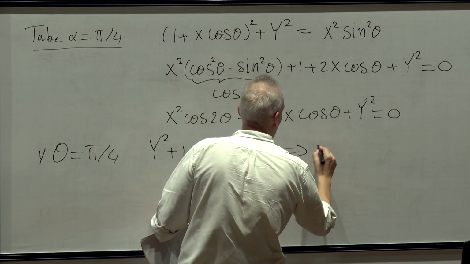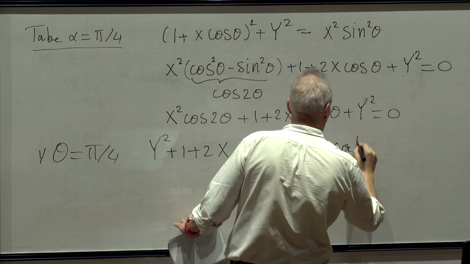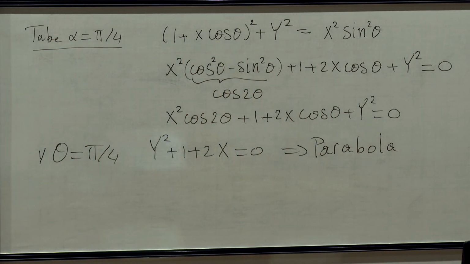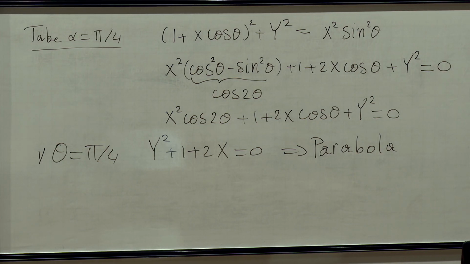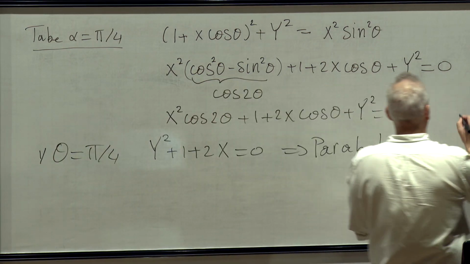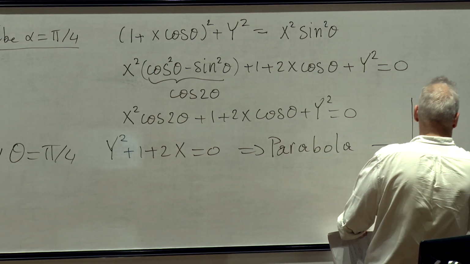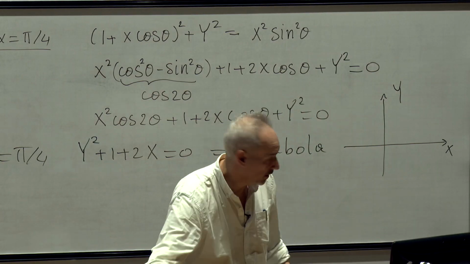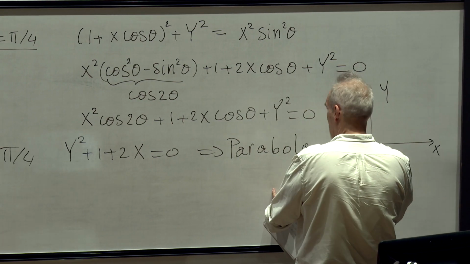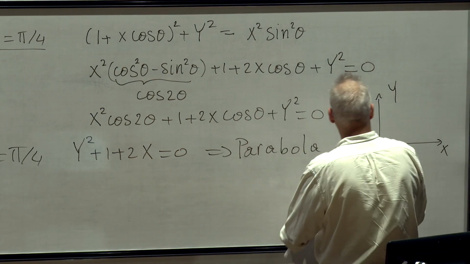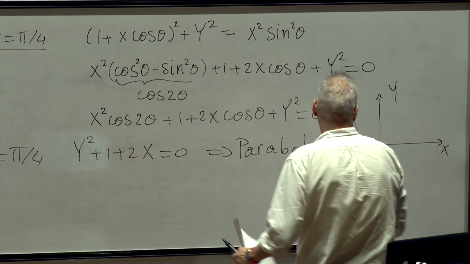Equals 0, and this is a parabola, of course. You can put it in the normal form by just doing a slight change of variable on x. So this would be in the xy plane. It would be a parabola going like this. Right, so when y equals 0, x equals minus 1/2. And we go like that.